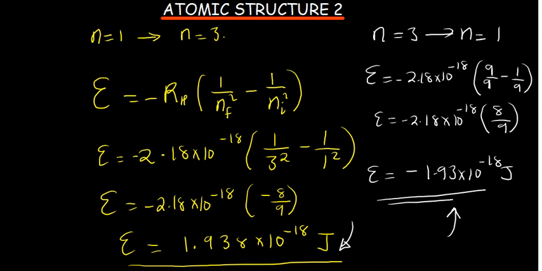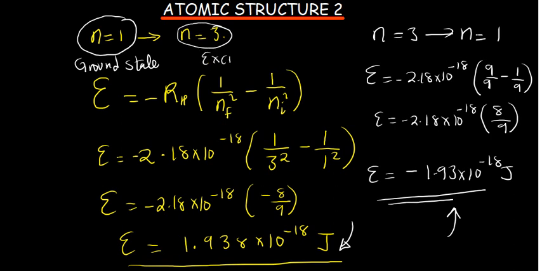So an electron that is in the first energy level is said to be in the ground state. That's called the ground state. Now when an electron goes to a higher energy level, that is called the excited state. Like it's excited because maybe it has gained energy or something like that. So that is it.